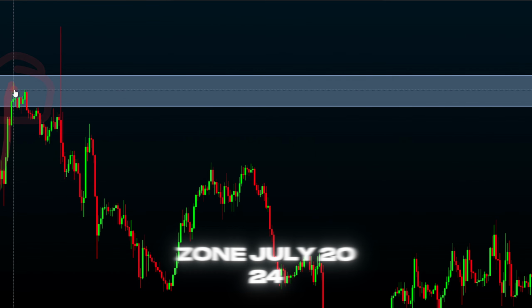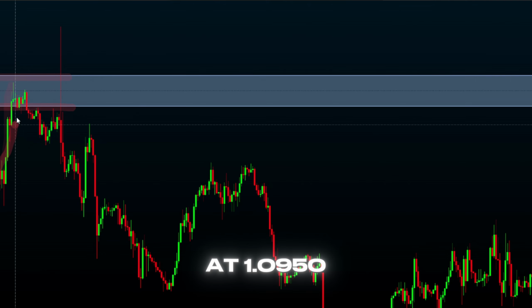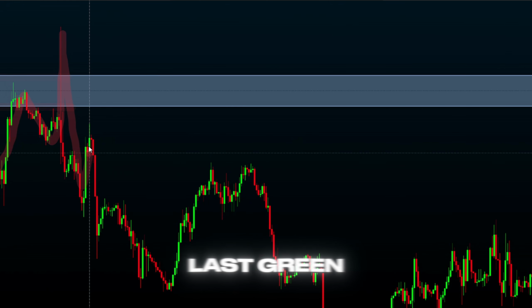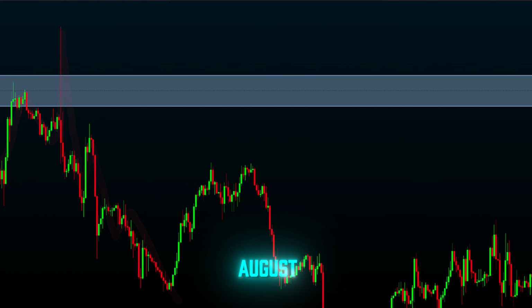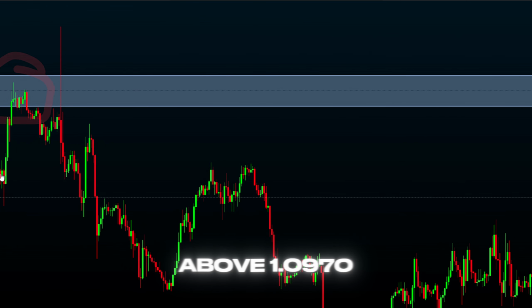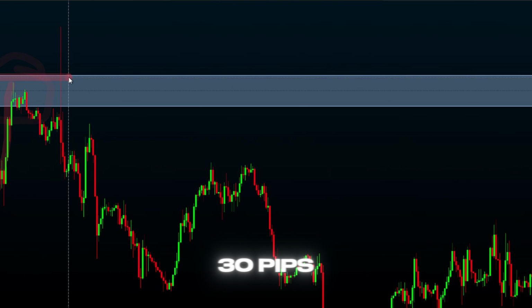Second, EUR/USD supply zone, July 2024 at 1.0950, last green before down impulse on weak euro data. Retest in August. Bearish engulfing, close below mid 1.0940. Shorted. Stop above 1.0970, 30 pips.